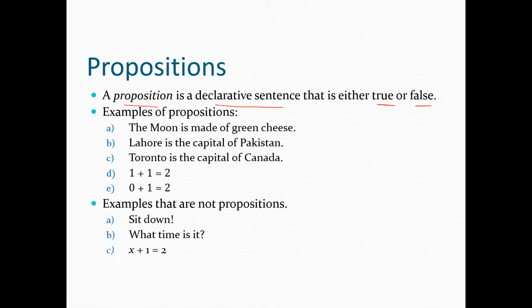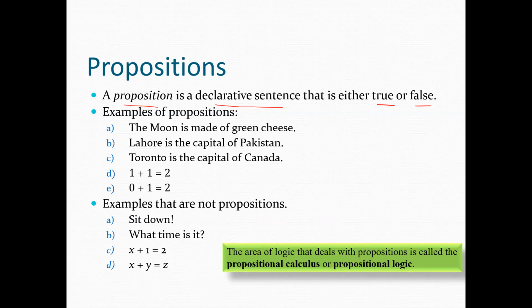x plus 1 is equal to 2. Since x is a variable, we have to assign some values in order to make it true, and for other values this statement will be false. So this cannot be declared either true or false. This is true for some values of x and false for some values of x. So this is not a proposition. x plus y is equal to z. Again, it involves variables, so this is again not a proposition by the definition of proposition we just stated.